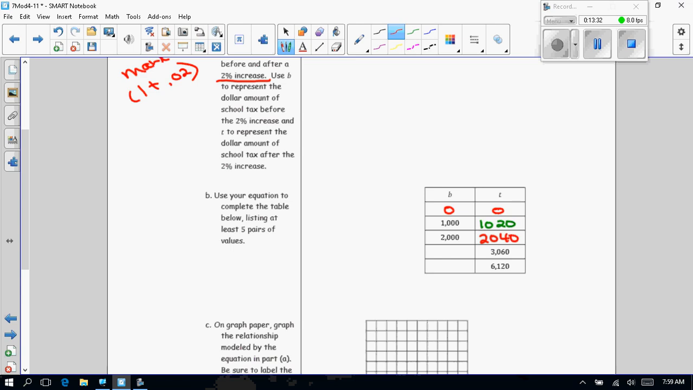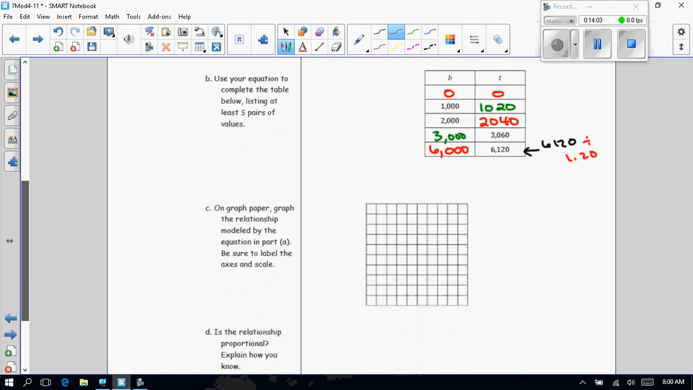Well, let's suppose right now I'm paying $3,060 in taxes. That means before I was paying only $3,000. And if I am currently paying $6,120 after the taxes, I take $6,120 and I divide by the 1.02, I will find out that I used to pay $6,000 in taxes. All right, taking that data, let's make a graph.